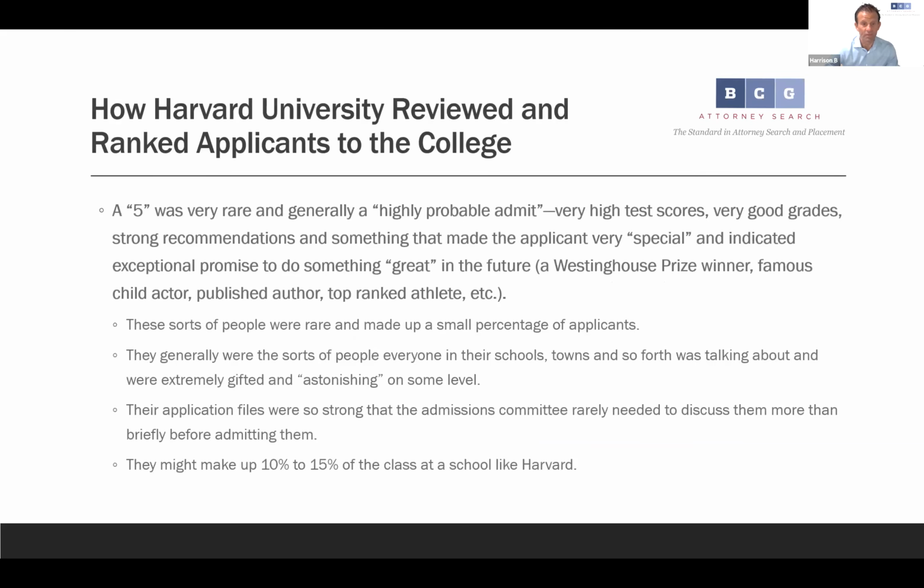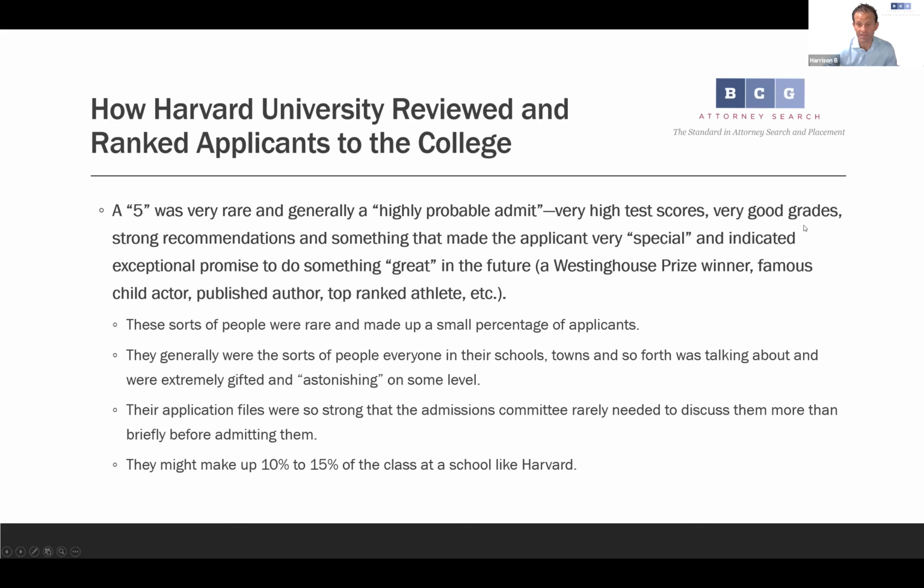So this is the way that Harvard ranked applicants to their college. They would rank people out of 5, where a 5 would be almost very likely to be admitted. They would have the highest test scores, very good grades, really good recommendations, and also often something that made them very special. So it would indicate promise to do something great in the future. They might win a Westinghouse Prize, they might be a child actor, an author, or just a really good athlete. So they have a whole package and everything going for them.